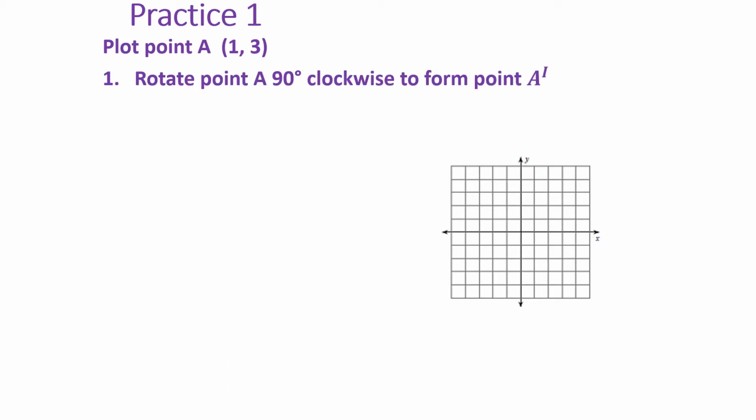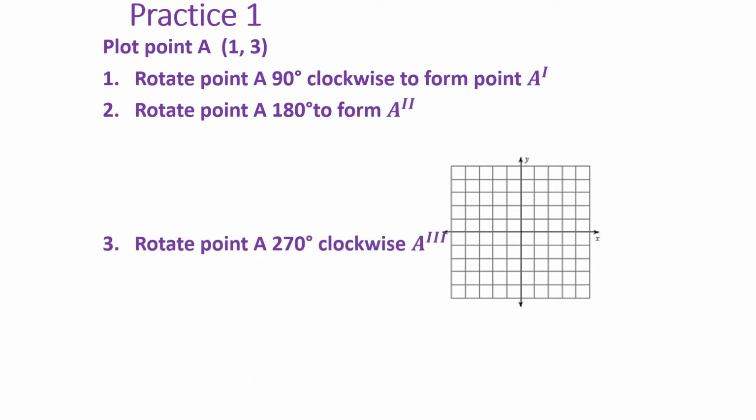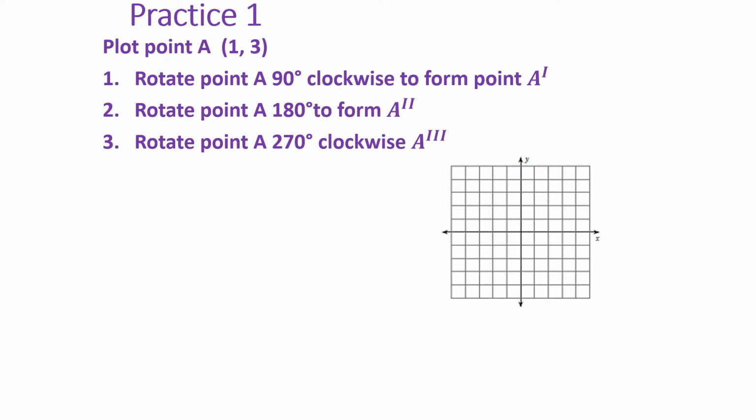Practice 1. We are going to use a point. We will start with something easy and find the rule for rotation. We are going to plot point A (1, 3). Then we are going to rotate point A clockwise 90 degrees to form point A prime. Then we rotate point A 180 degrees to form A double prime. Then we rotate point A 270 degrees clockwise to form A triple prime.